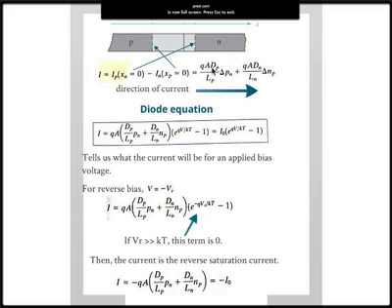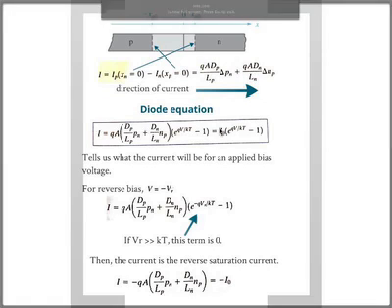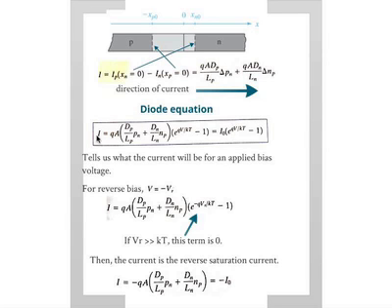But anyway, you can plug those in, and you get a very simple expression, which is basically the diode equation. So the current is dependent on some constant, and remember these are all constants, they don't change, times an exponential term, which is our diode equation we saw before: I naught times e raised to QV over KT, minus 1. So essentially it tells us what the current will be for an applied bias voltage.